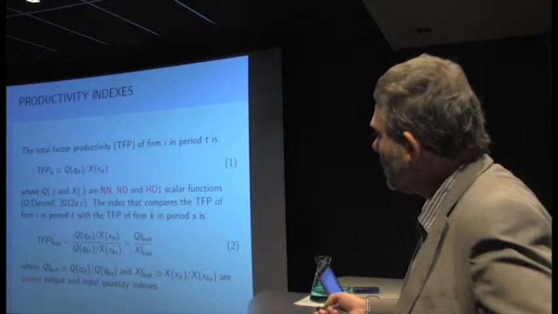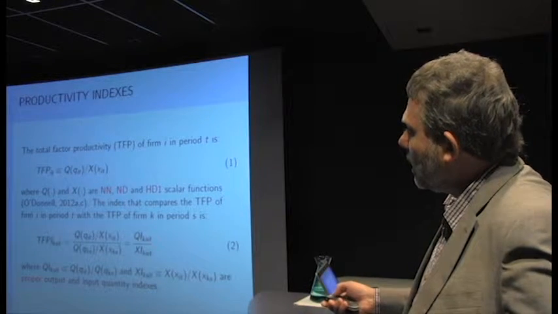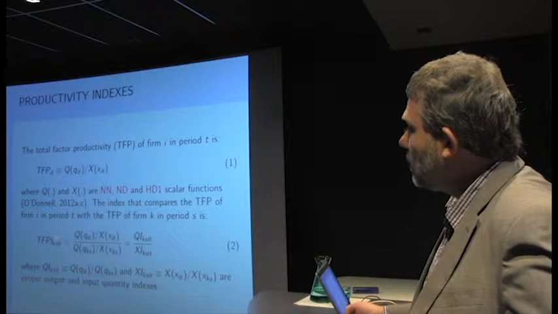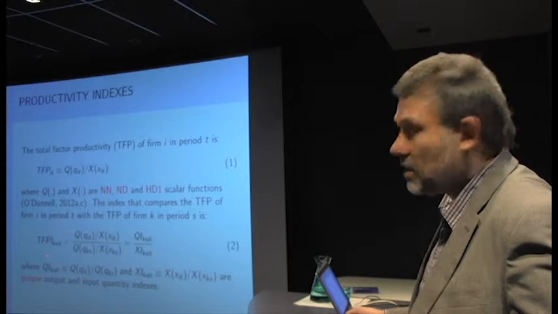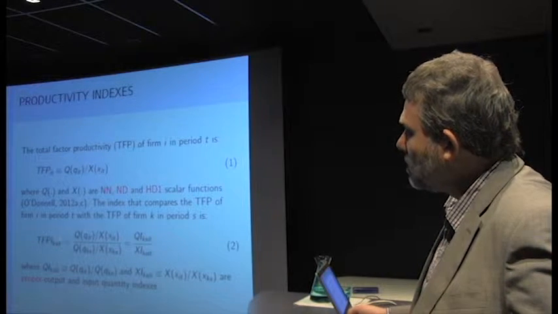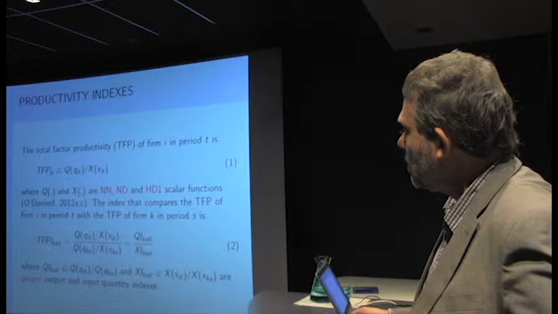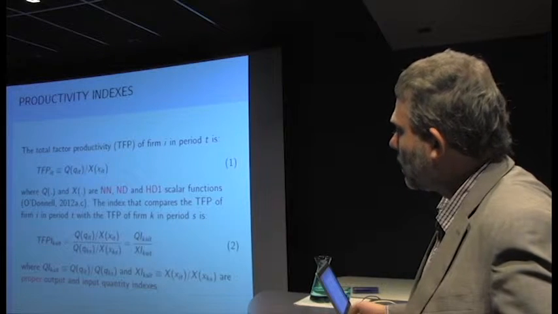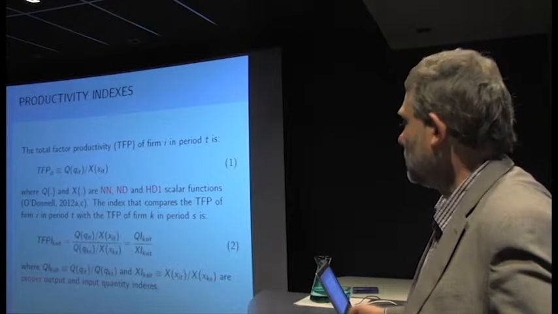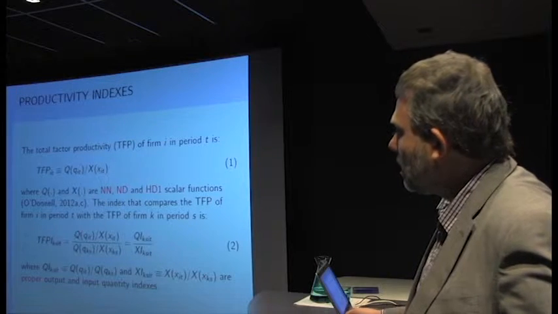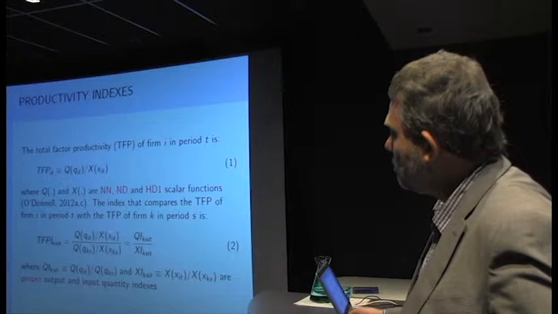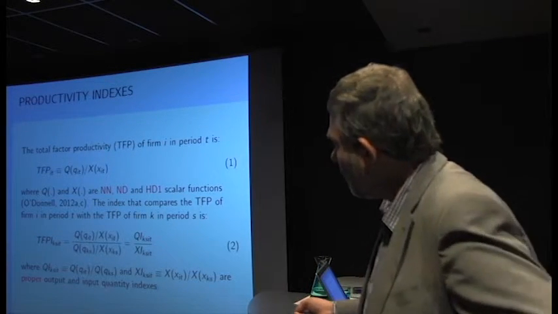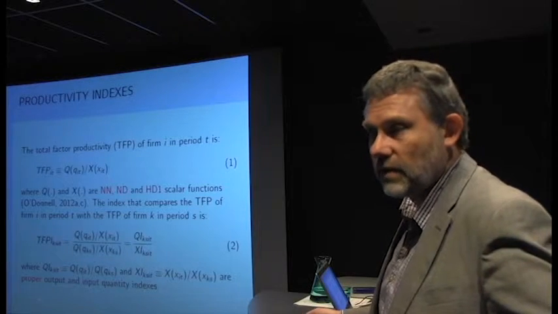And so, if you define productivity this way, as an aggregate output divided by an aggregate input, then productivity change, the productivity index, TFPI, that measures the change in productivity or compares the productivity of firm i in period t with the productivity of firm k in period s, is just the productivity of firm i in t divided by, there it is. This bit here is clearly an output quantity index, and this is an input quantity index. So we've got essentially a measure of output growth divided by a measure of input growth, and the important thing is that these things are proper indexes.